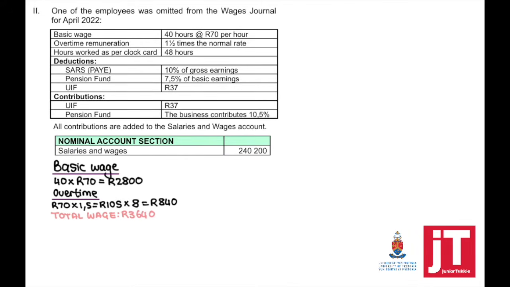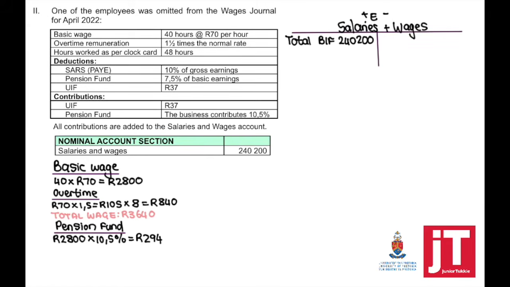If we're looking at the contributions, the UIF was given to you, 37. Pension fund, the business contributes 10.5%. 7.5% is deducted from the employee on the basic earnings. That means their basic wage, excluding your overtime. To find out the pension fund, then we're going to say 2,800, which is the basic wage, times 10.5%. That equals 294.